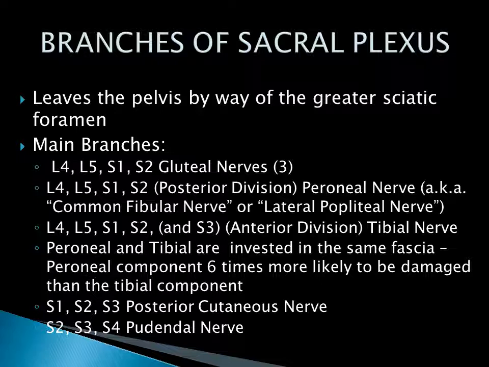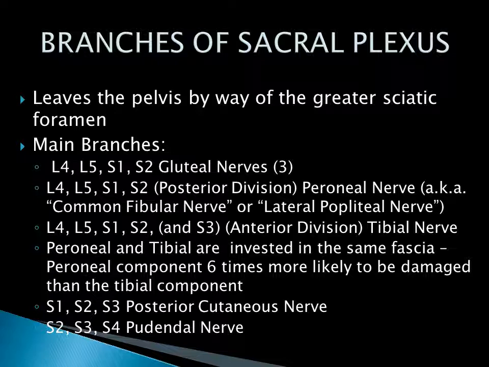From the posterior divisions of L4, L5, S1, and S2, we have the peroneal nerve, also known as the common peroneal nerve or the common fibular nerve. Sometimes it's known as the lateral popliteal nerve because it's found in the lateral part of the popliteus, versus the tibial nerve, which travels down in the medial part of the popliteus. From the anterior divisions of L4, L5, S1, S2, and S3, we have the tibial nerve. And then, as we said, the peroneal and tibial nerves become invested in the same fascia.